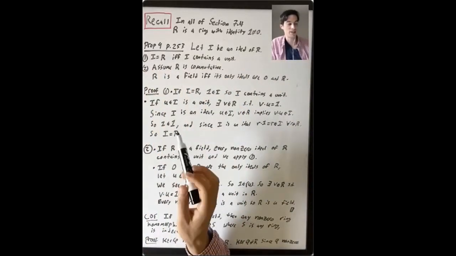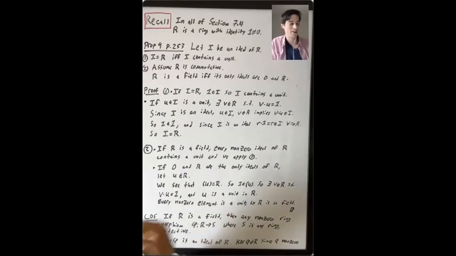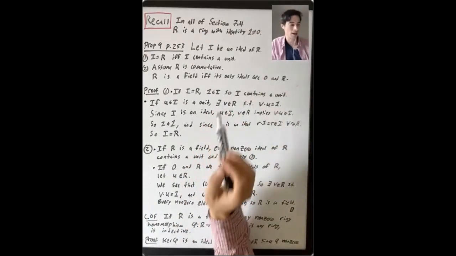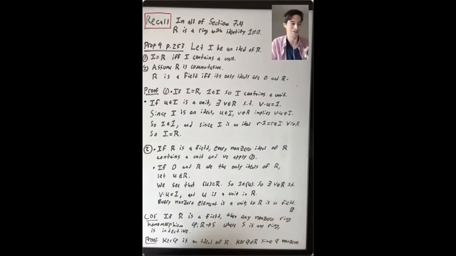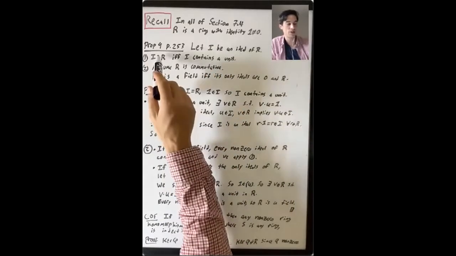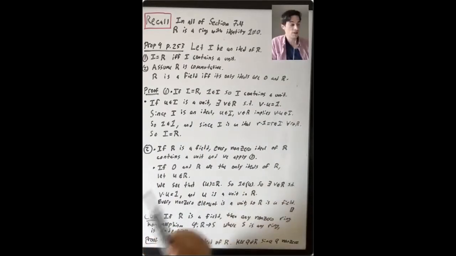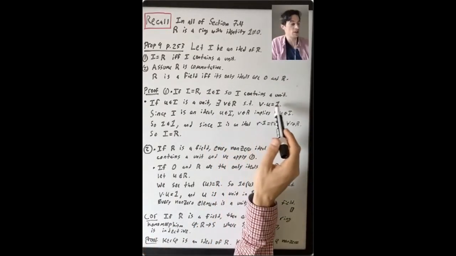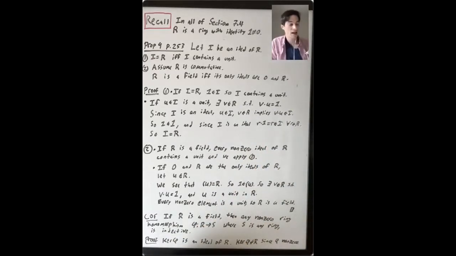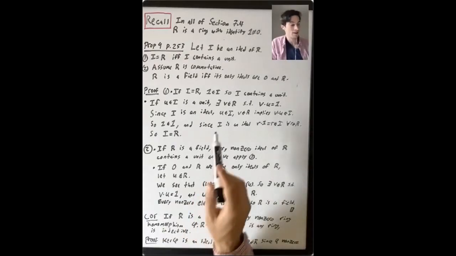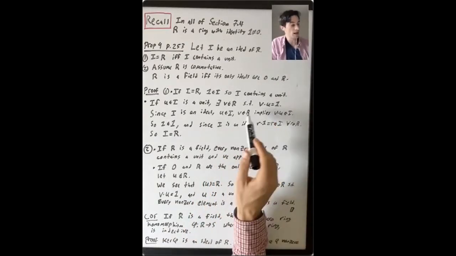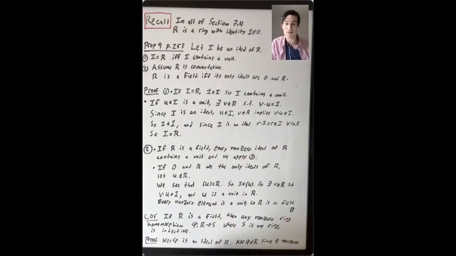There's two directions to each statement. One direction is easier than the other. So if you have an ideal that's the whole ring and your ring has a 1, then that ideal has 1. So I contains a unit. So there's nothing to do. The other direction is more interesting. If I contains a unit, we want to show that it's the whole ring. So if U in I is a unit, by the definition of a unit, that means there exists a V in R such that V times U equals 1. And since I is an ideal, in particular, it's a left ideal. So if you have U in the ideal and V in the ring, that means that V times U is in the ideal. But V times U is 1. So 1 is in the ideal.